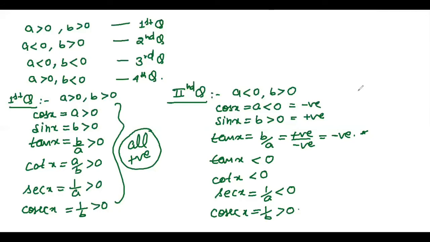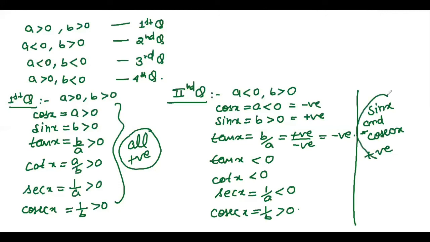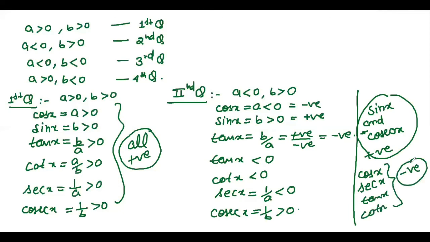Means in the second quadrant, conclusion is sine and cosec positive, and cos, sec, tan and cot negative in the second quadrant.